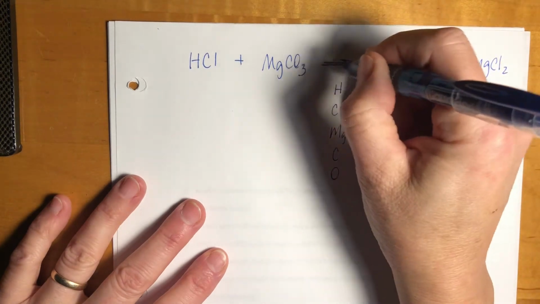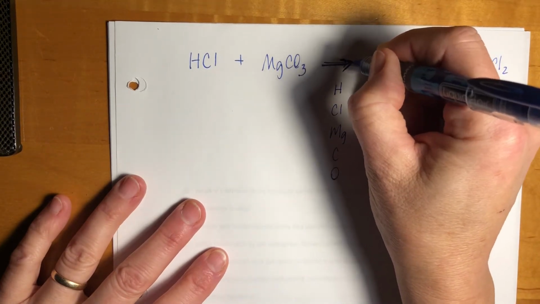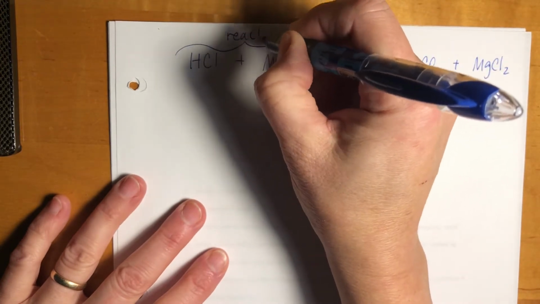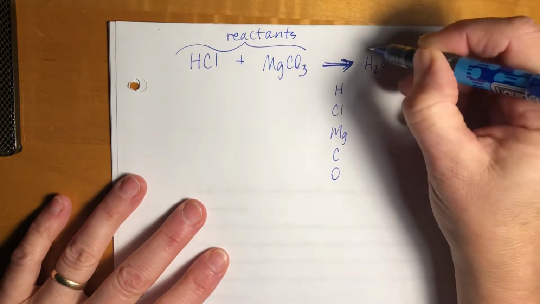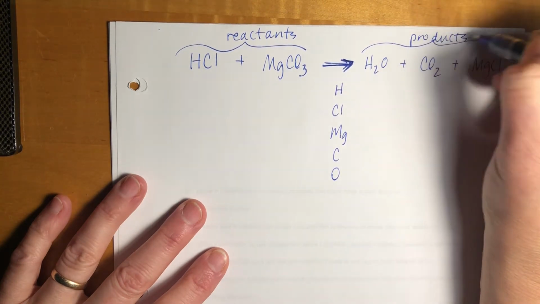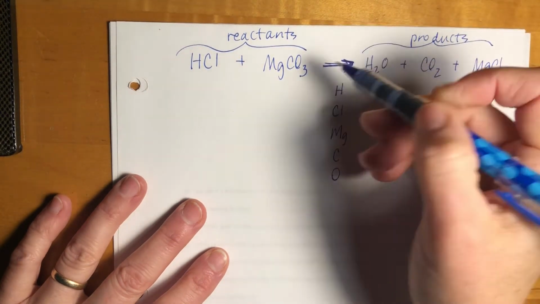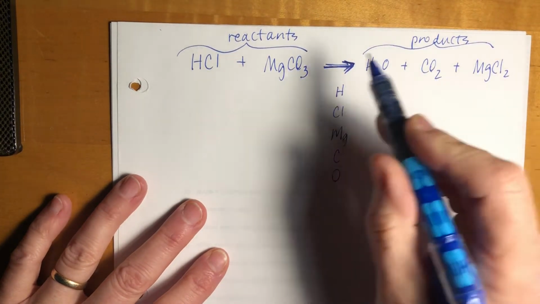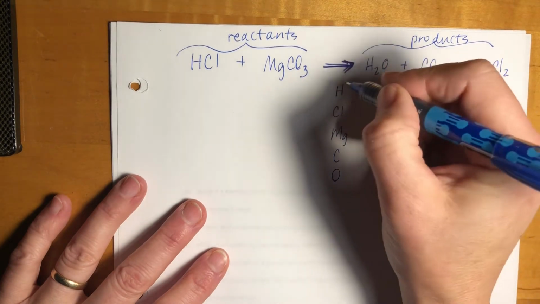And they need to be counted on both sides, because what you have on this side, called the reactants, the things that are reacting together, have to be equal to the things on this side, called the products. You can't magically destroy any of these atoms, and you can't magically create any of these atoms, so they have to be equal. So let's see if they are.